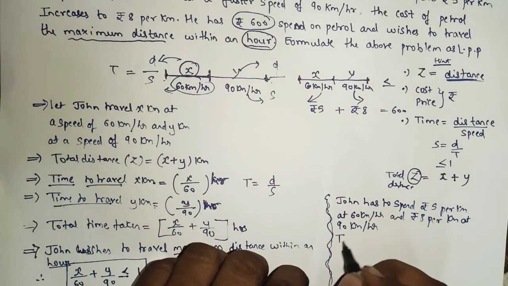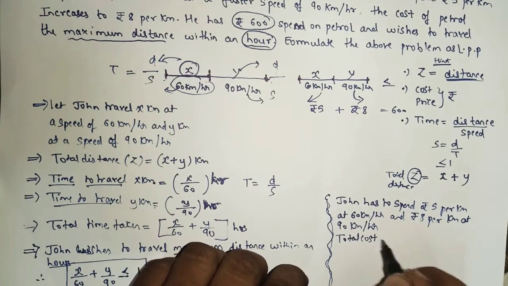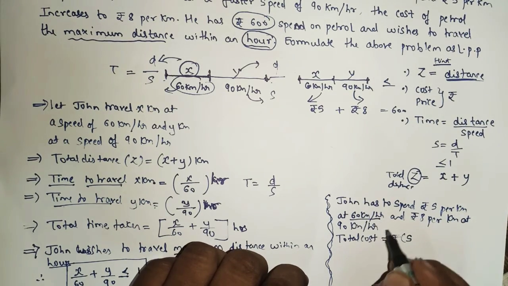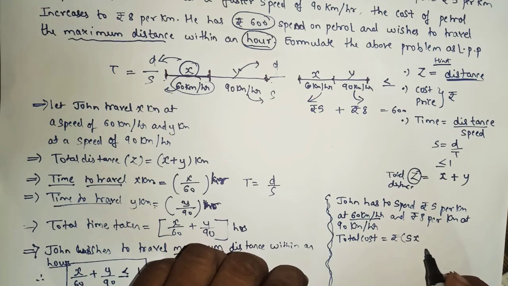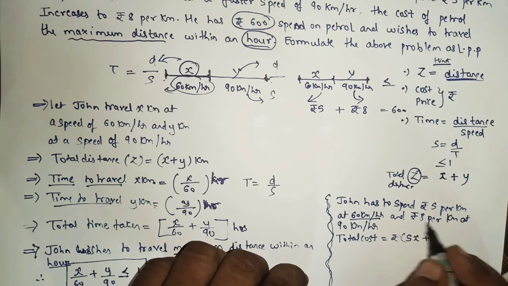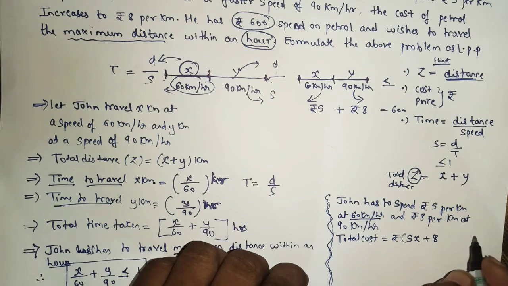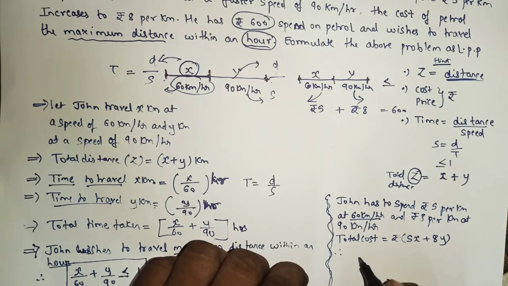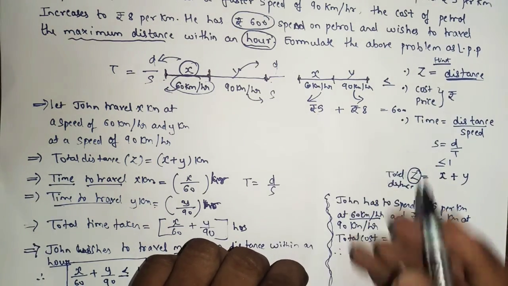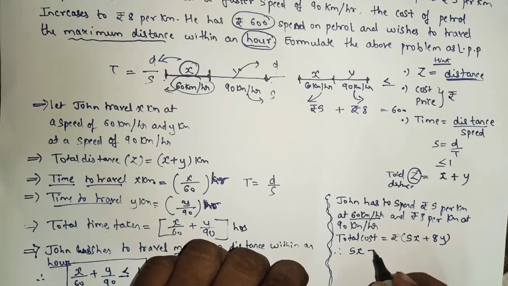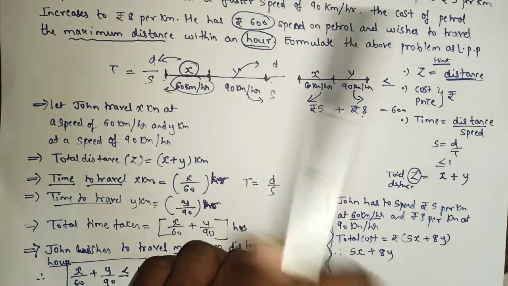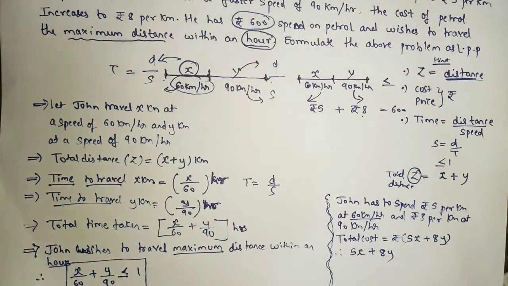So the total cost is what? Rupees 5 on 60 kilometer per hour. So we took x kilometer for 60 kilometer and 8 rupees at 90 kilometer. For 90 kilometer we took y. So therefore the second equation in linear inequation will be what? Rupees 5 for 60, rupees 8 for 90. Okay, as he had spent 600 rupees only, not more than that.